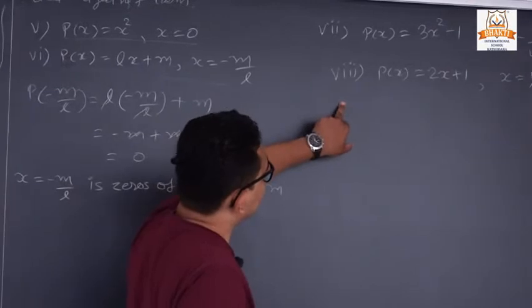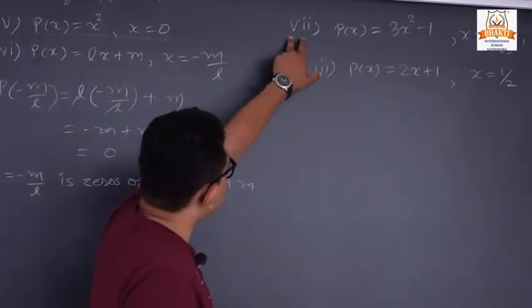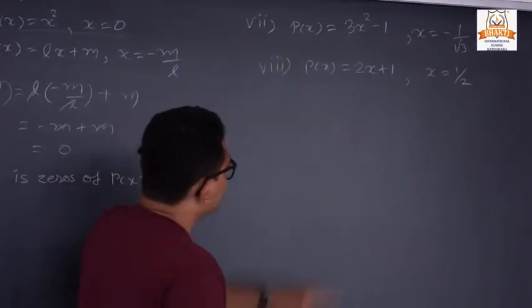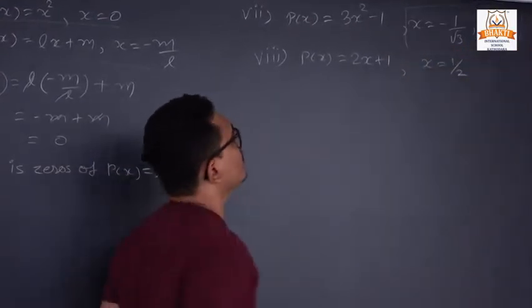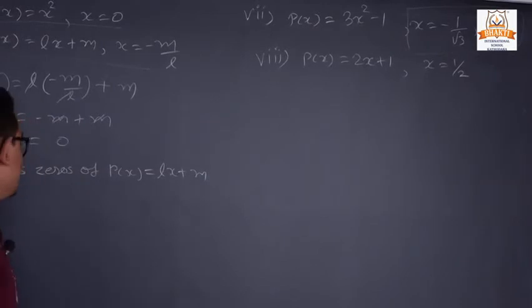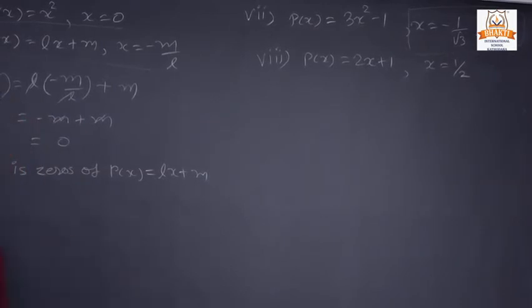Next, 7 and 8. In question 7 it is somewhat different. Why is it different? Here the values are given in under root form. So first of all we can check question number 7.